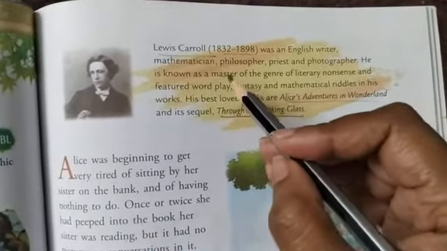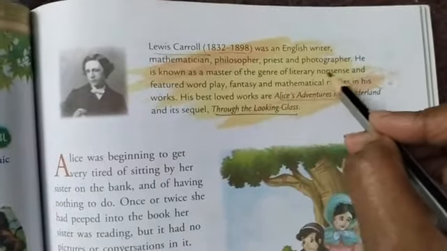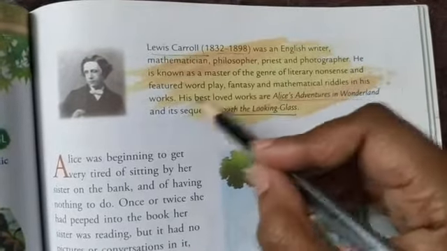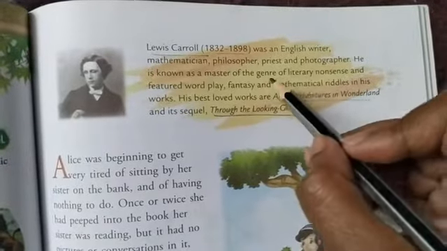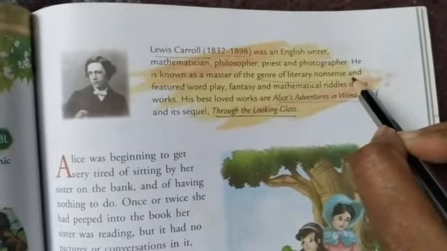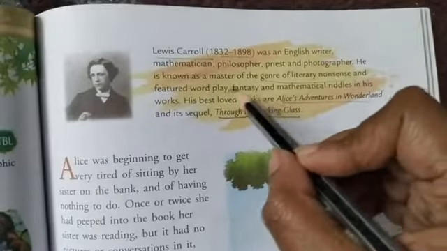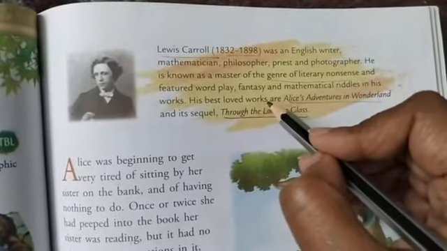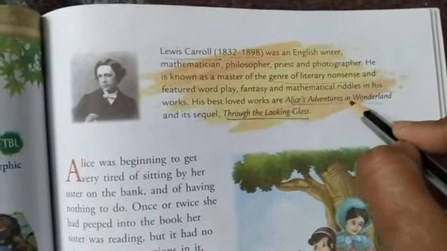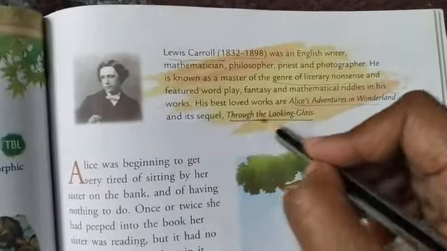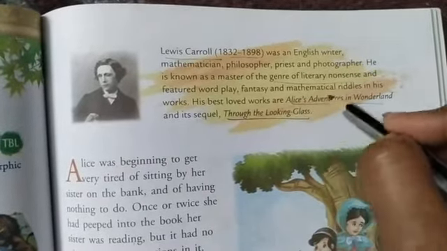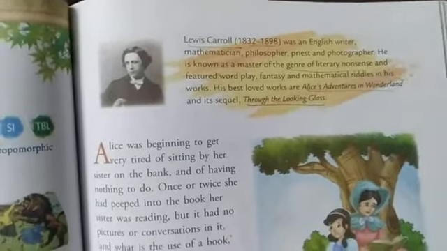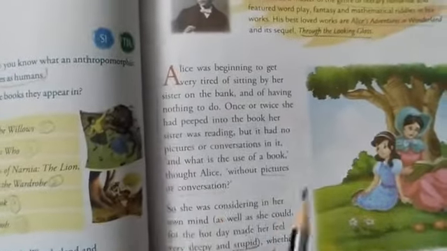So he is known as a master of the genre of literary nonsense, and featured wordplay, fantasy and mathematical riddles in his work. So he used to write stories from the genre of literary nonsense. Fantasy and wordplay are his speciality. His best loved works are Alice's Adventures in Wonderland and its sequel Through the Looking Glass. So these two are among the most loved works of Lewis Carroll. So now we will move on towards the chapter.